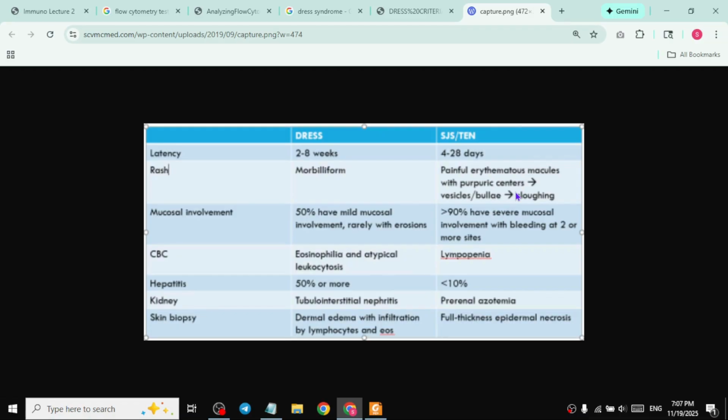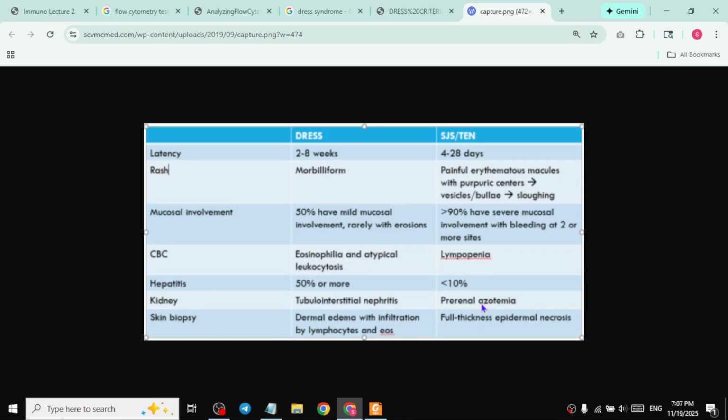Next comes the CBC. It's usually lymphopenia, because you're using massive amounts of lymphocytes to target your skin, right? Because of the loss of fluid from these bullae and stuff, you might see pre-renal azotemia, right?